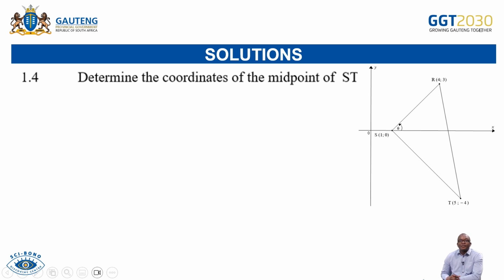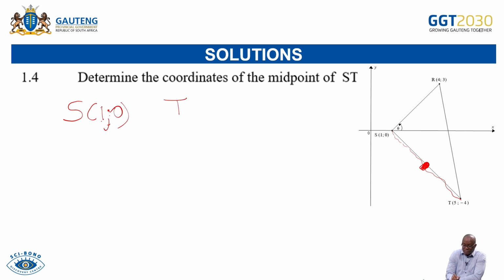Then we go to 1.4. We must determine the coordinates of the midpoint of ST. The line ST is that line there, but we need to calculate the midpoint. Correct? Now, like I said, you're going to have S, which is (1; 0), and we're going to have T, which is (5; -4). Then we do like I indicated: x1, y1, x2, y2.